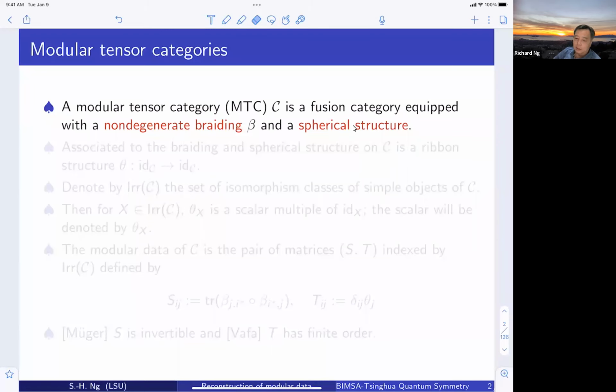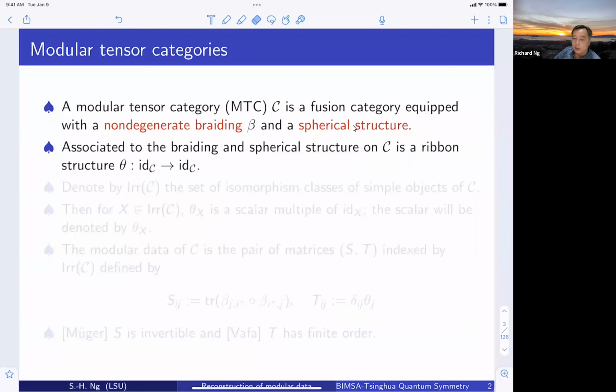So spherical structure is indeed a gadget for taking the trace of a morphism. I try to suppress this technicality, but at least we have in mind that we have a braiding and a spherical structure, and the spherical structure together with the braiding gives you something called the ribbon structure, which is an isomorphism of the identity functor. This kind of category used to be called a ribbon category, but these notions are equivalent to a braided spherical fusion category.